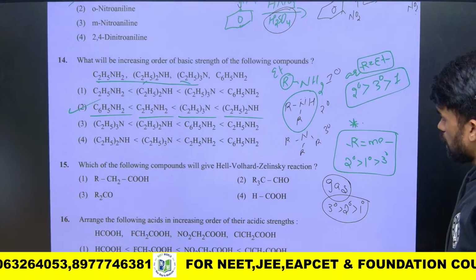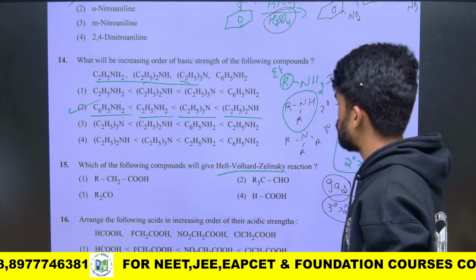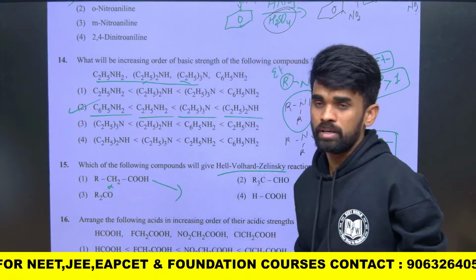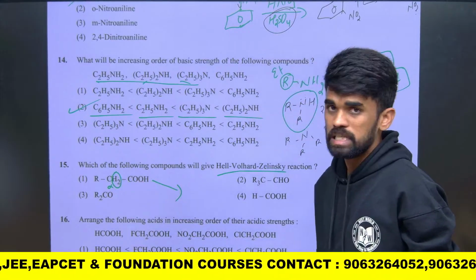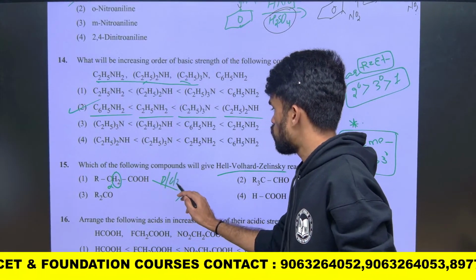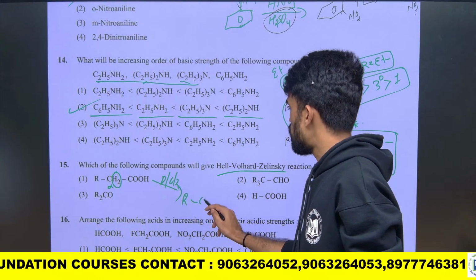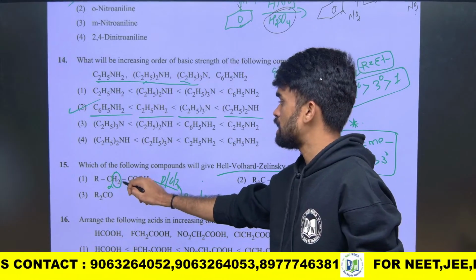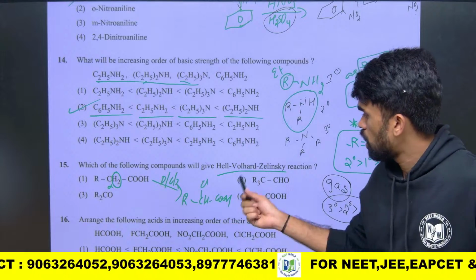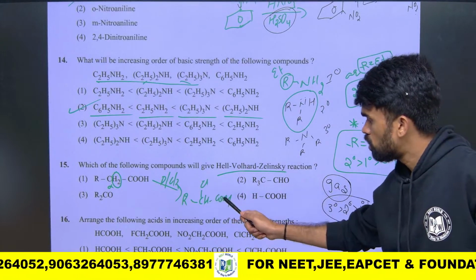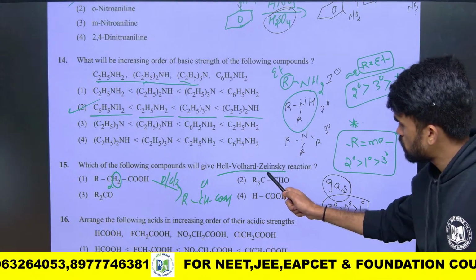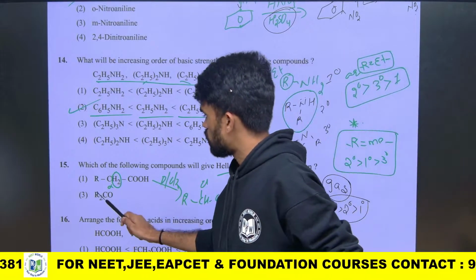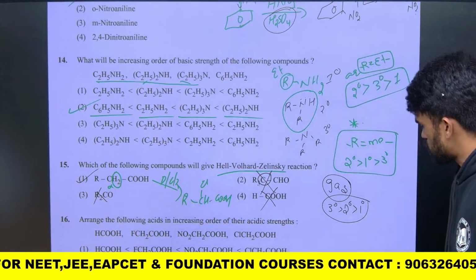Okay, go with that. Next question: which of the following gives the HVZ reaction? The HVZ reaction is nothing but, whenever we have hydrogens on the alpha position carbon of a carboxylic acid, upon treating it with chlorine, it gives an alpha halo carboxylic acid. So what is the criteria? We require at least one hydrogen on the alpha position, which will be converted by halogenation into alpha chloro carboxylic acid. Here there is no alpha hydrogen, so there is no reaction. Here also no alpha hydrogen, and here also no alpha hydrogen. Only in one it is possible. So the first option is correct.